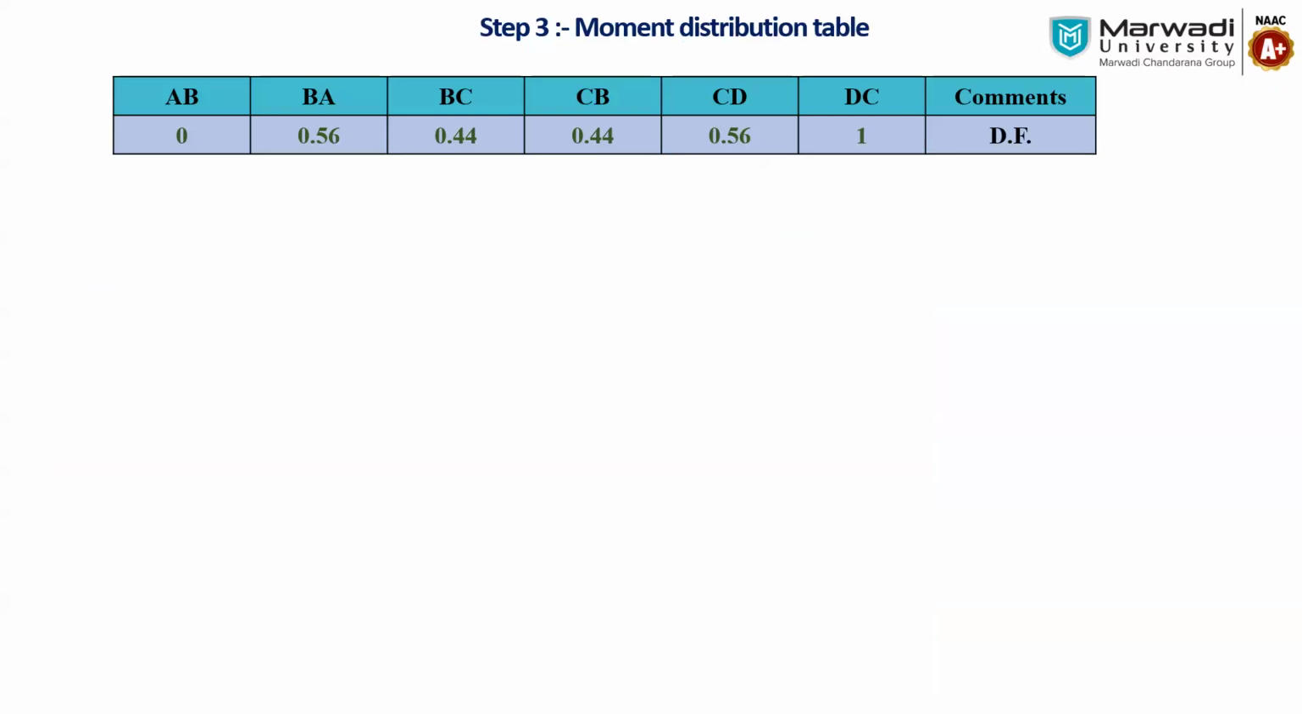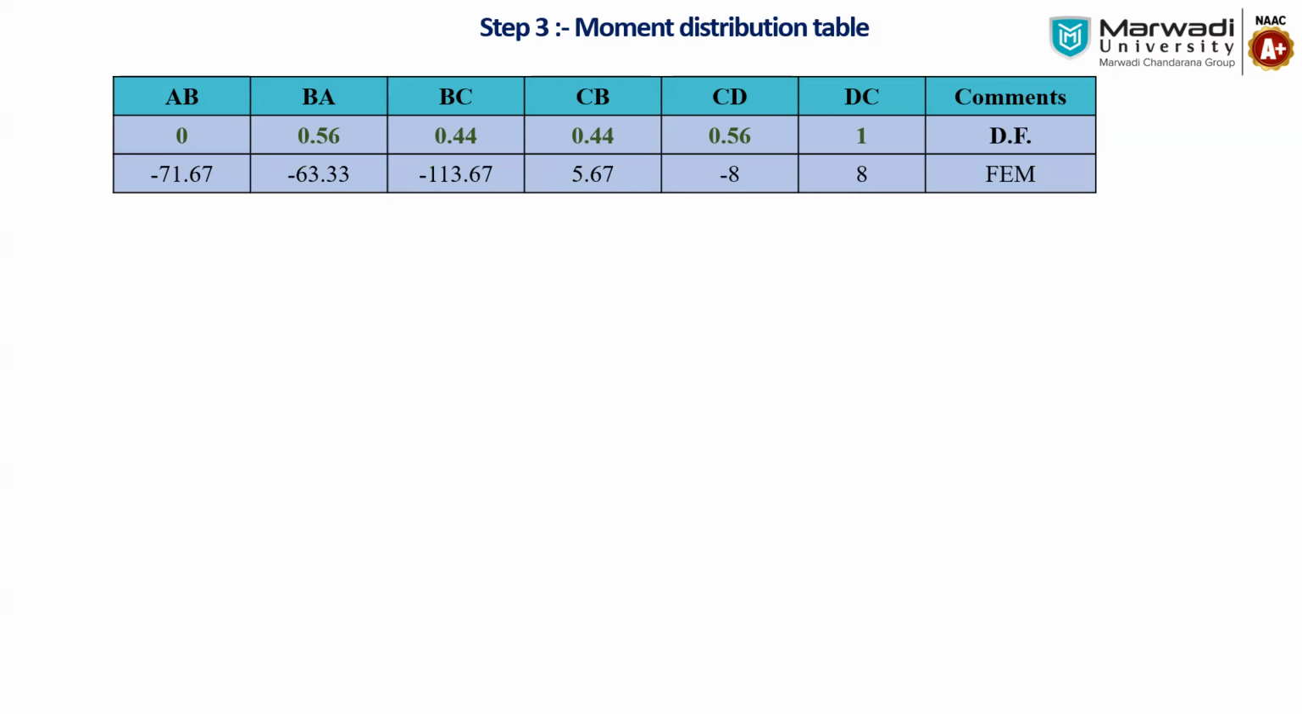So first line members, then second the distribution factor at A, it's a 0, DC is a 1. Now we have to mention the fixed end moment, which we found considering the effect of the support rotation as well as the loading. So these fixed end moment values we have taken from step number 1.